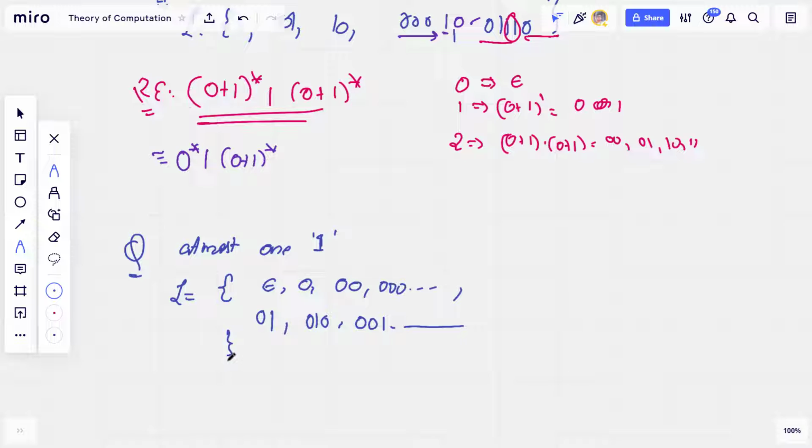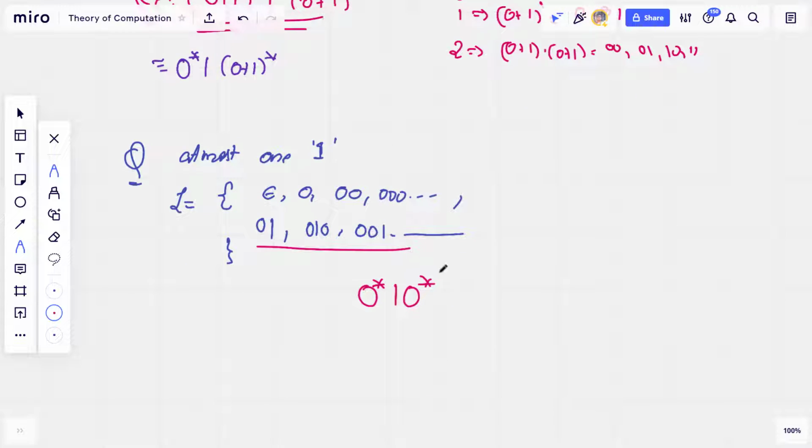Then what will it be? Will it be something like this: 0 star, any number of zeros, followed by 1, followed by any number of zeros? It represents a part of the language. It will represent all the strings which contain exactly one 1, but it won't represent the set of strings which have zero 1s.